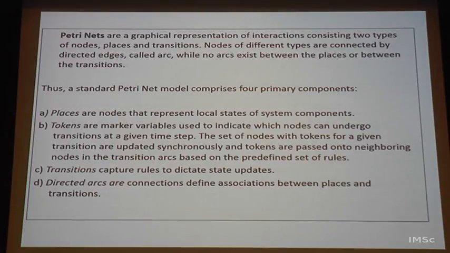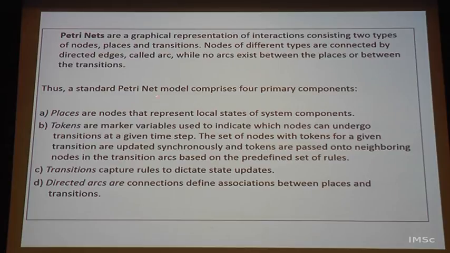Okay. So another kind of thing, Petri nets, are sometimes used kind of synonymously with other methods we have seen, especially ABMs. These are basically graphical representations of interactions consisting of two types of nodes, places and transitions. Nodes of different types are connected by directed edges, I'll show you a picture in a minute, called arcs, while no arcs exist between places or between transitions, somewhat like a tripartite network. You can think about it like that.